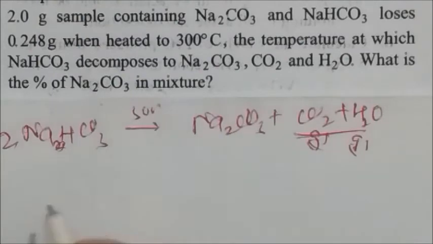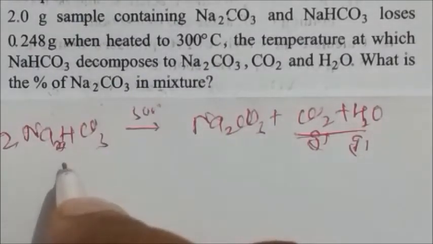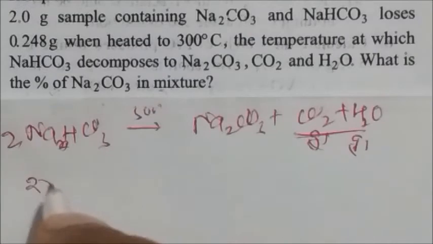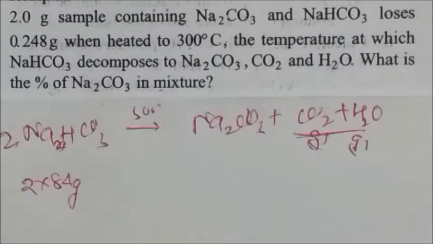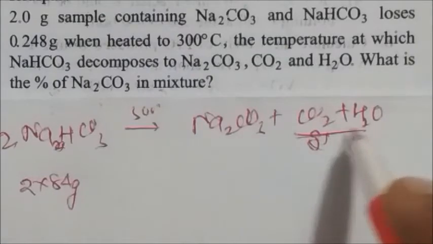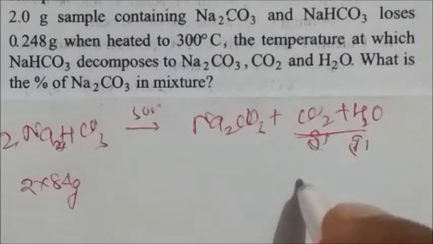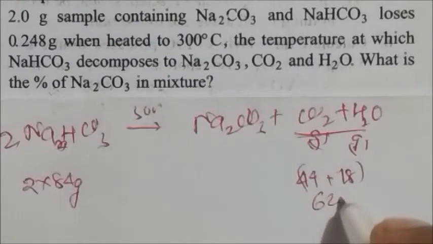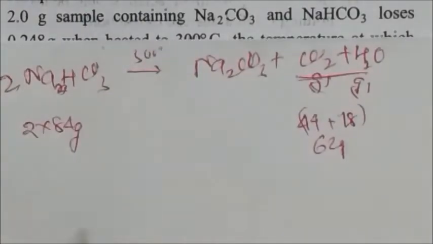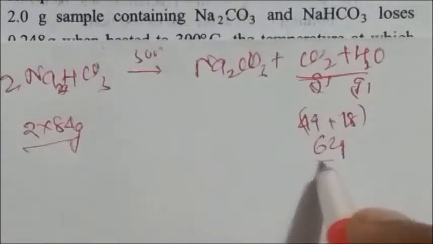So we can write here, the molar mass of sodium bicarbonate is 2 into 84 gram. And here, the carbon dioxide and water, their molar mass, because only this is lost. This is 44 gram and this is 18 gram. So the total will be 62 gram. Definitely this much you have taken, so this much is lost.